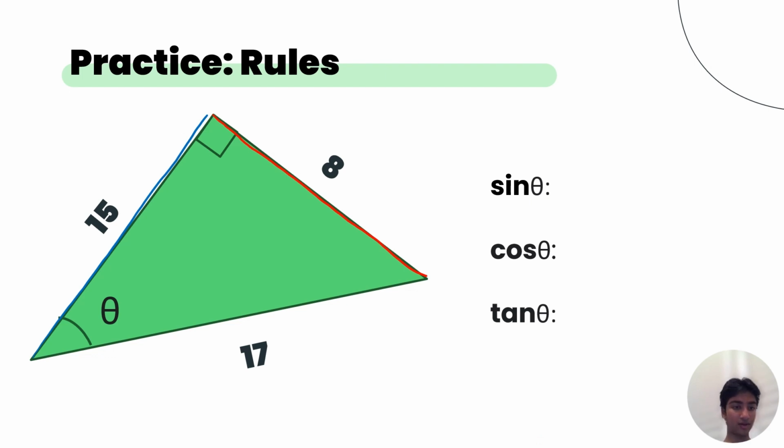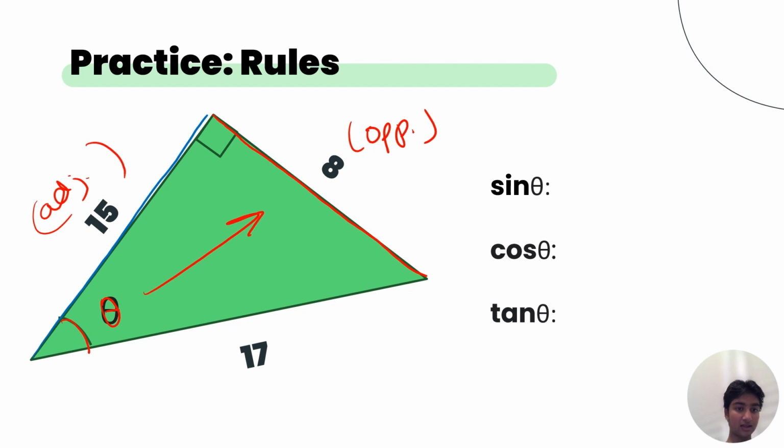Let's first mark out theta, make it obvious. Theta is over here. The side opposite is 8. Let's label that. The side adjacent is 15. So let's label that. And the side opposite to the 90 degrees is the hypotenuse, which is 17. Okay, great. Now let's solve for the ratios.